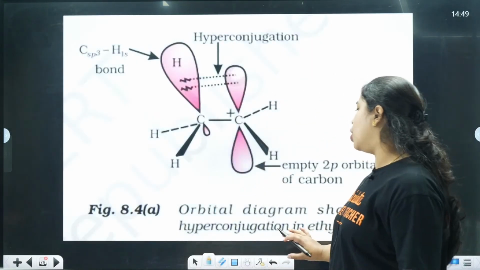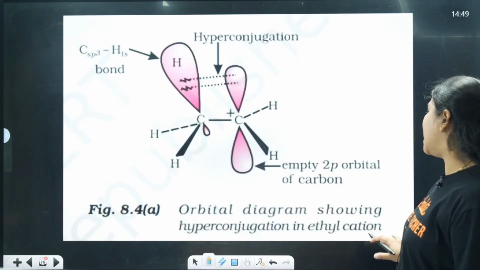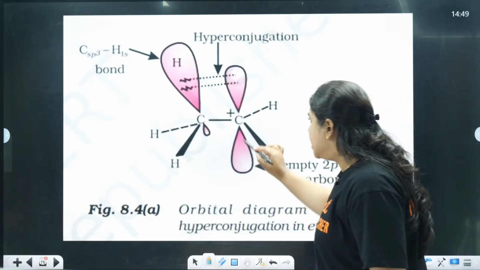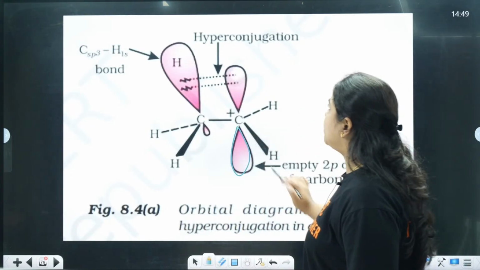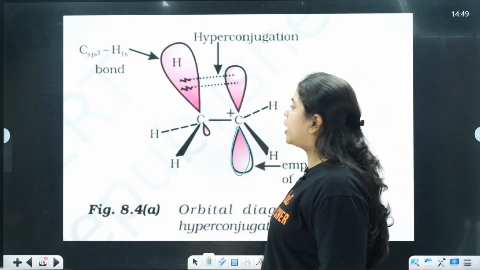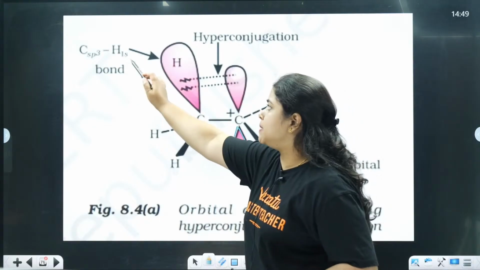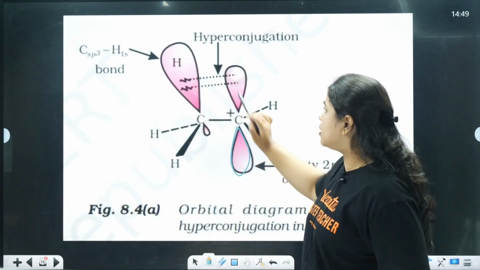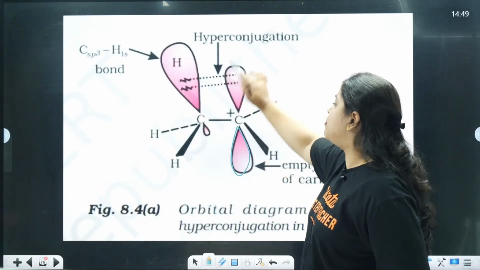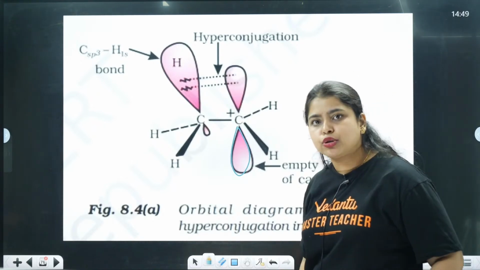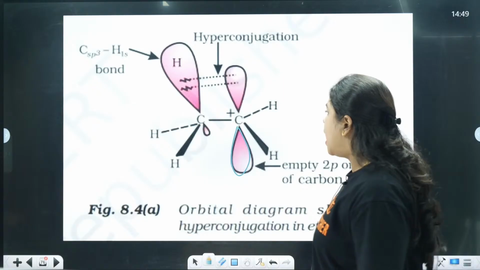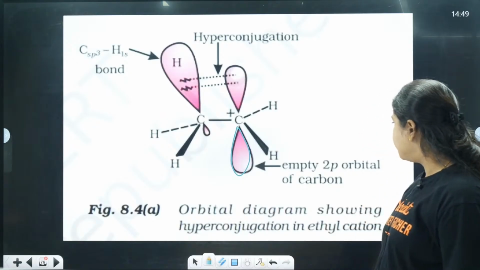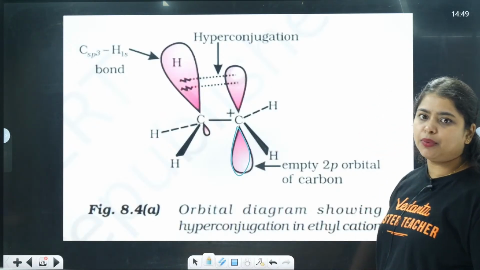Clear? So this is the orbital diagram showing hyperconjugation in the ethyl cation. This is the empty 2p orbital of carbon. This is the empty p orbital. Next, hyperconjugation happens between these two. Here it is empty, understood? Here there is sp3 and H 1s bond. So in the CH bond, these two hydrogens and two carbons show hyperconjugation like this. And this hyperconjugation is the permanent one. Here, this hydrogen is at the front end, this is at the back end. Understood how hyperconjugation is happening with the empty orbitals?